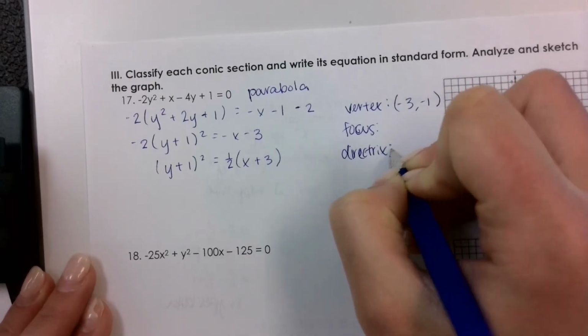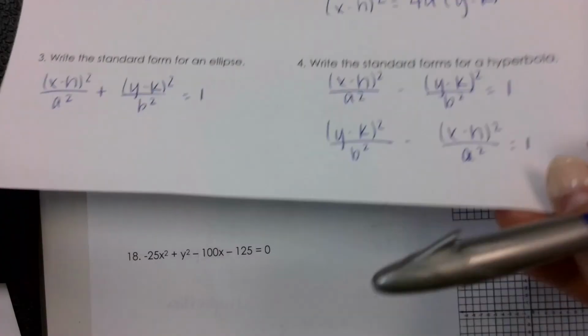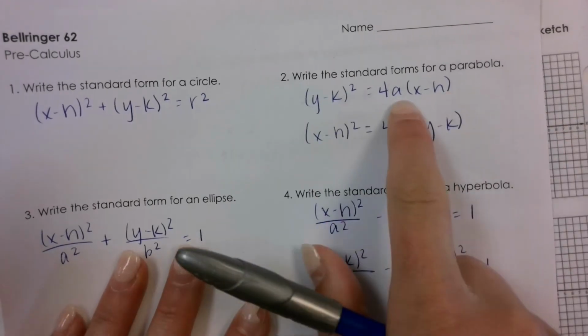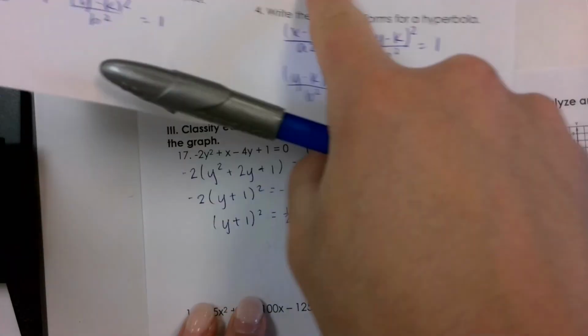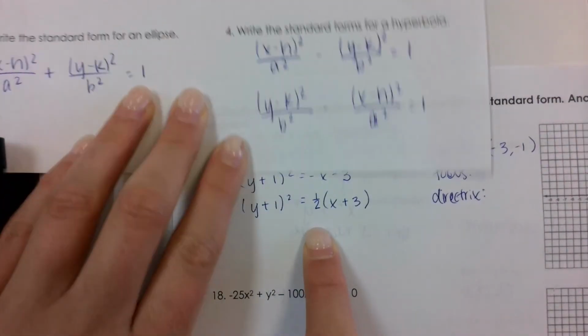So how are we going to go about finding those two things? What do you need? A, right? And how do you get A? So let's look back at our standard form here. We got y squared. So we're looking at this. So we know that A happens right in front of the parentheses. So 4A equals what for us? 1/2.